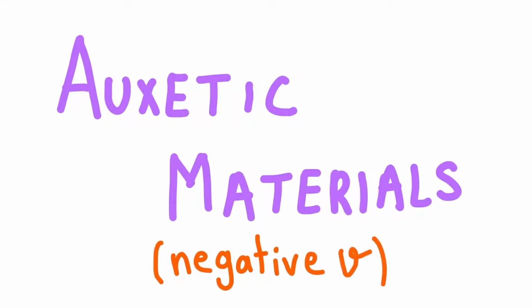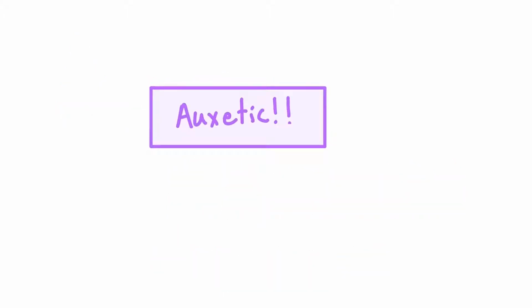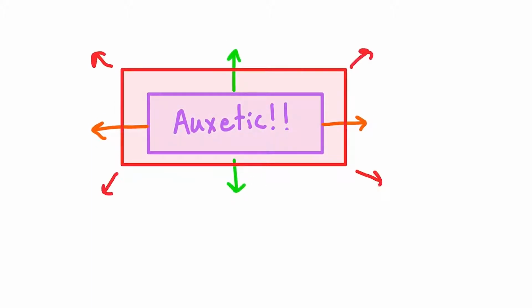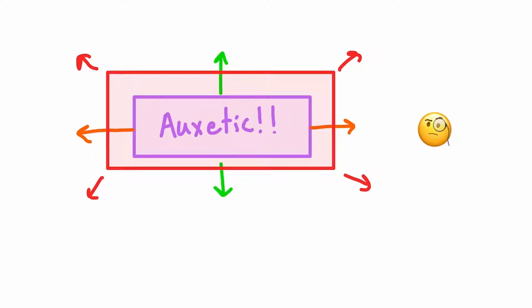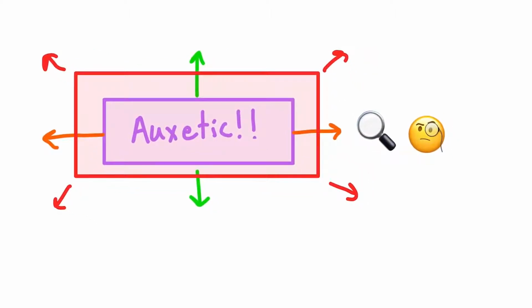What does this mean? Well, it means that if you were to pull on an auxetic material in one direction, instead of getting skinnier along the perpendicular direction, it would actually start to bulge out. Wait, how is this even possible? Let's take a look at the material at a nano level to understand.